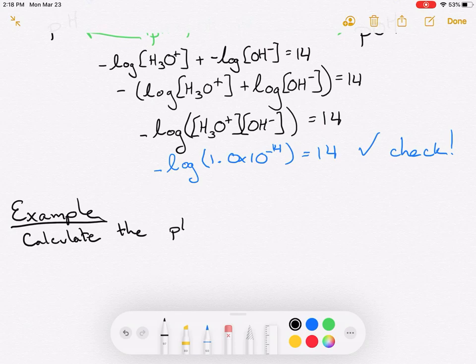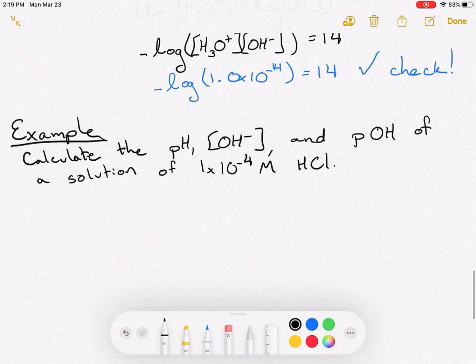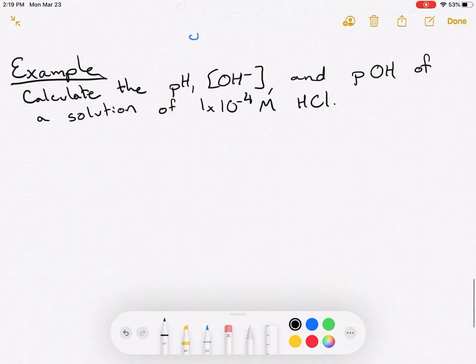Okay, calculate the pH, the OH minus concentration, the hydroxide, and the pOH of a solution of 1 times 10 to the negative 4 molar HCl.